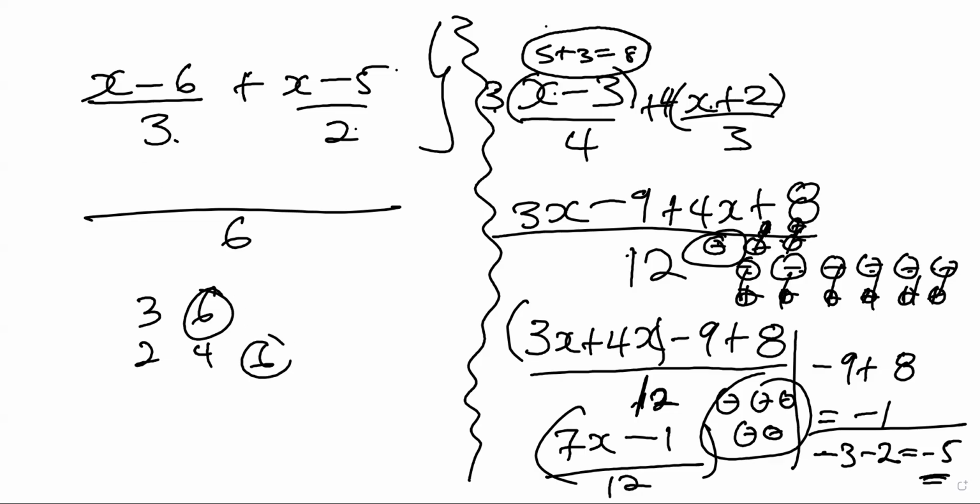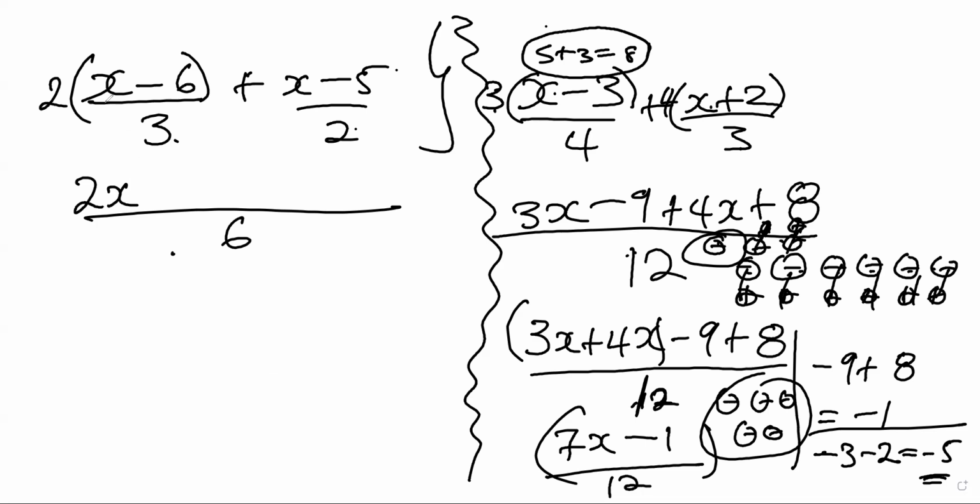Alright, so LCM would have been 6. So next we're gonna see 3 into 6. How many groups of 3 we can get out of 6? That is 2. 2 times x, 2x. A positive times a negative, negative. So this will give us minus 12.